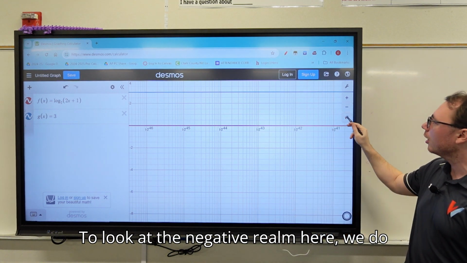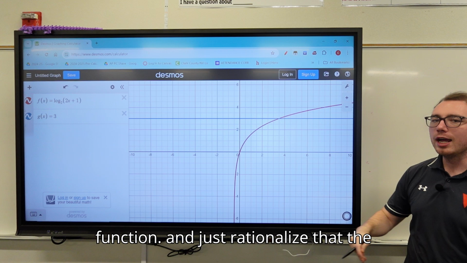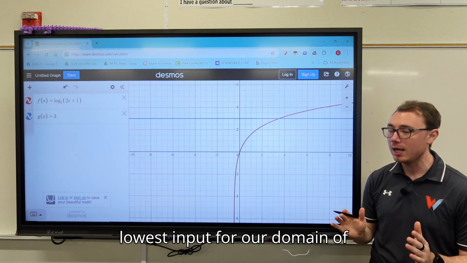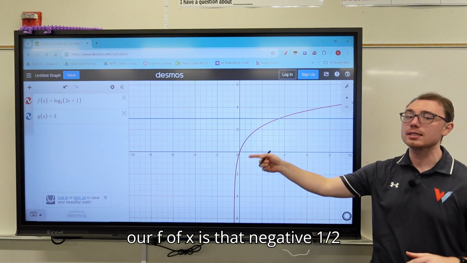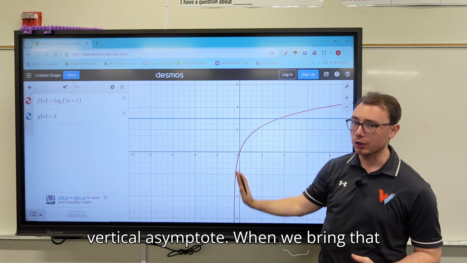To look at the negative realm here, we do need to make this a linear function and rationalize that the lowest input for the domain of our f of x is -1/2 because of the new vertical asymptote.